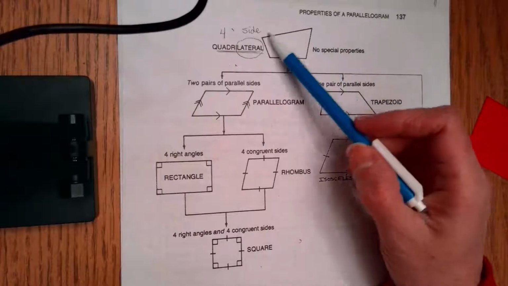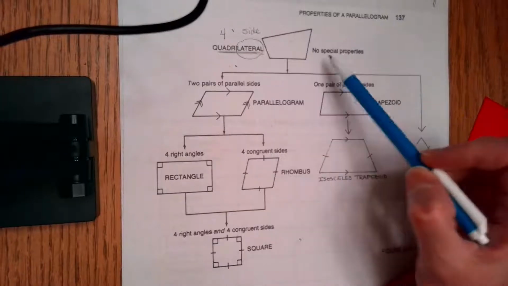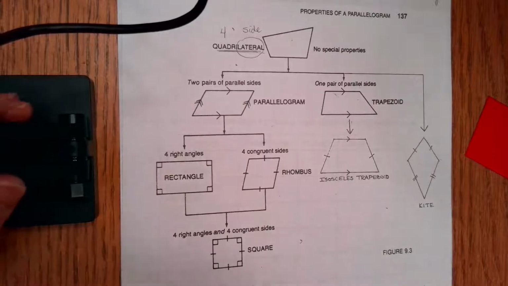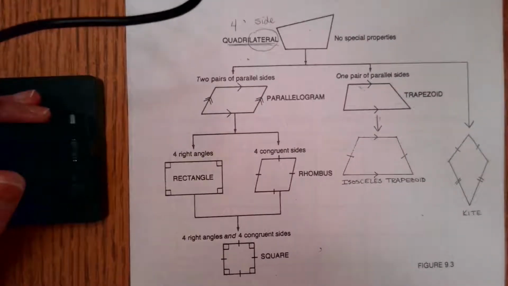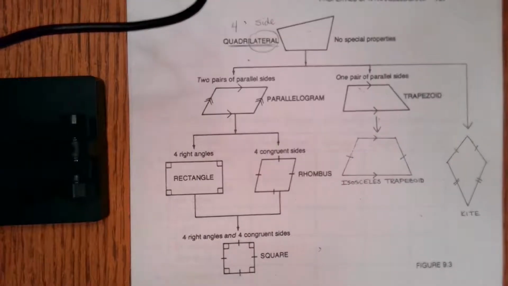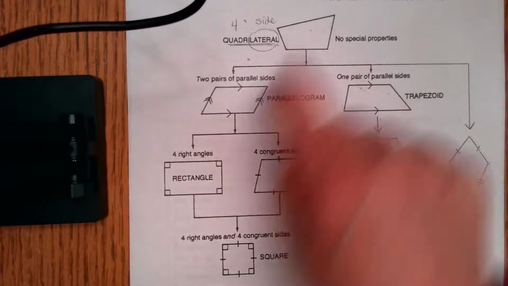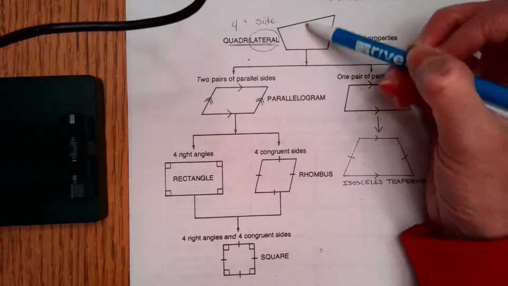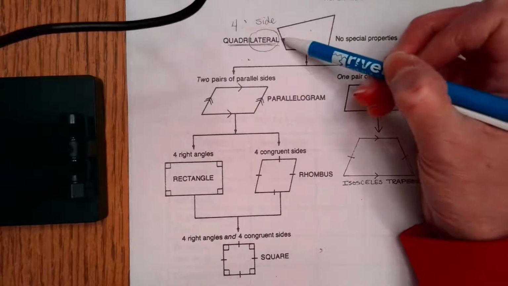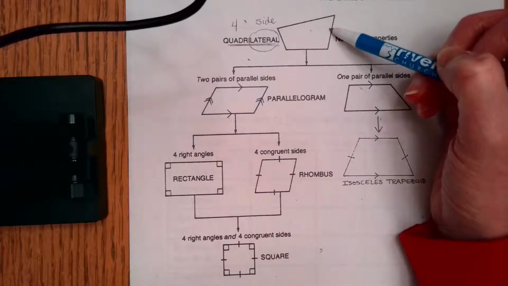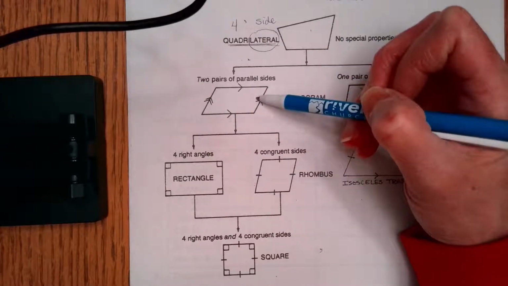So any four-sided figure is a quadrilateral, and there are no special properties other than the fact that it has four sides. But once you take your four-sided figure and you start doing some interesting different stuff with it, then your quadrilateral takes on different types of shapes. So let's say, for instance, we take this quadrilateral right here, and suddenly we say, you know what, I'm going to make this line and this line parallel to each other, and I'm going to make this line and this line parallel to each other. When you do that, suddenly your quadrilateral becomes what we call a parallelogram.